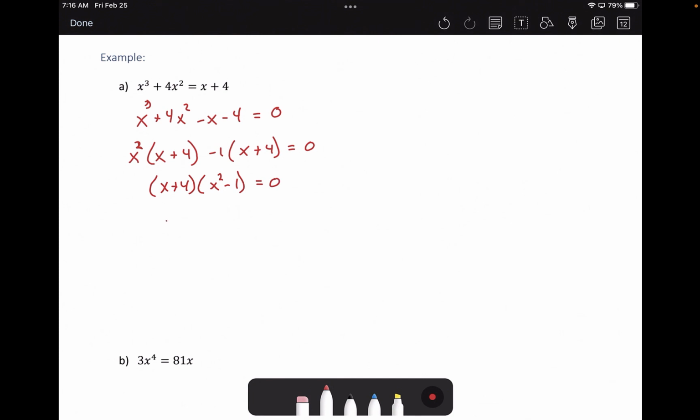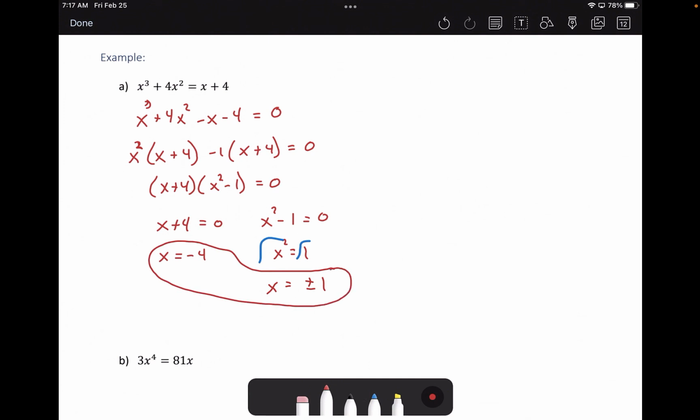Now we set each factor equal to 0. X plus 4 equals 0. X squared minus 1 equals 0. The left equation, we simply subtract 4, and x is equal to -4. On the right, x squared equals 1. Add 1 to both sides, and now take the square root of both sides, and x is equal to plus or minus 1. Remember, when you take the square root of both sides, you need to add on that plus or minus. Notice we have 3 answers: -4, plus and minus 1. The degree is 3. That indicates that we should have 3 solutions.